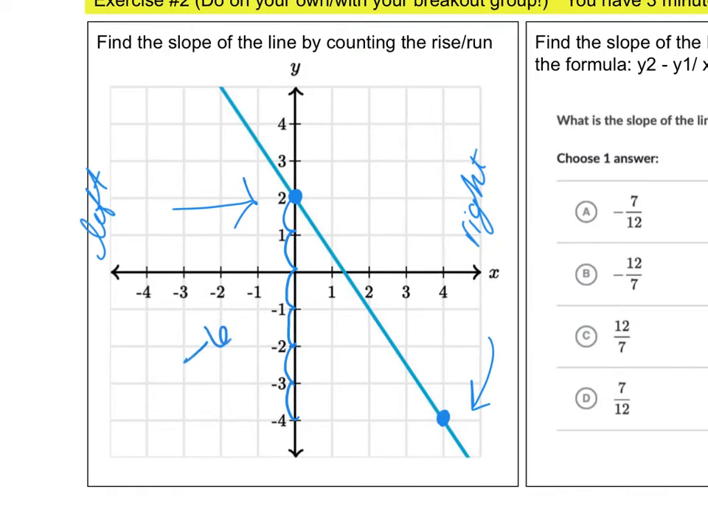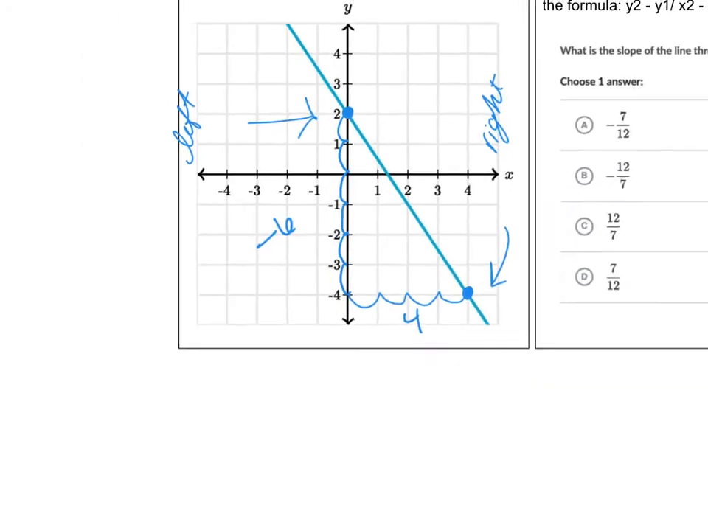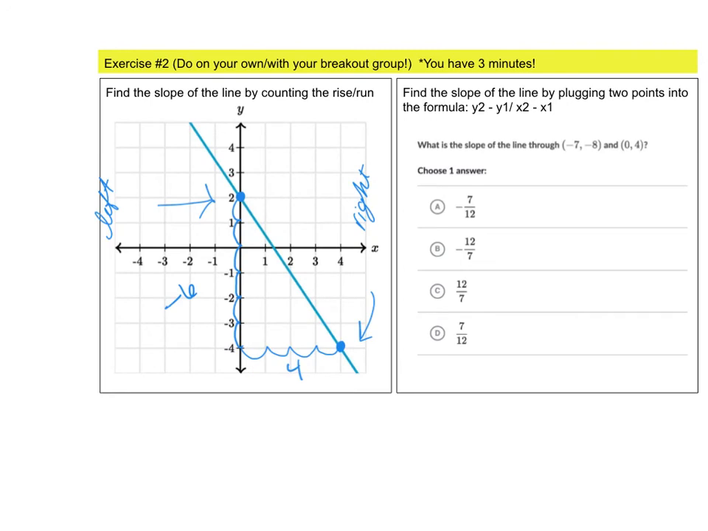And then I'm going to be going over. My run is over 1, 2, 3, 4. Over 4. So my rise over run for this first part is -6 over 4. And that can be reduced. It can be reduced to -3 over 2.